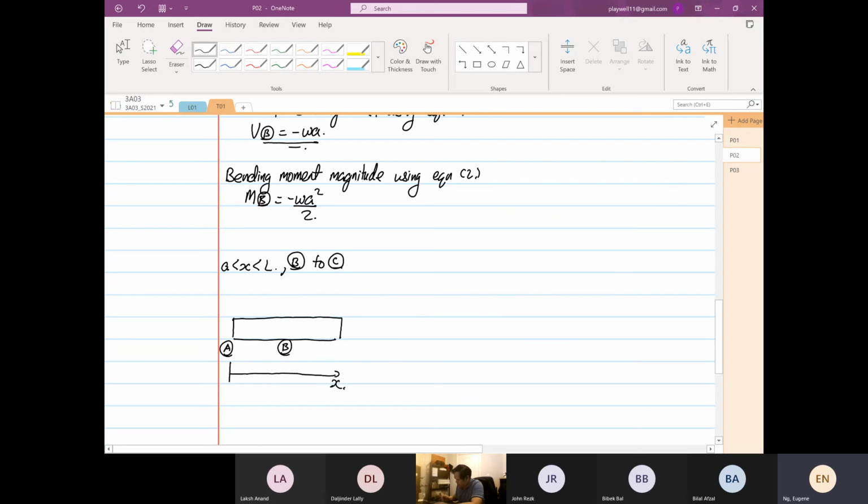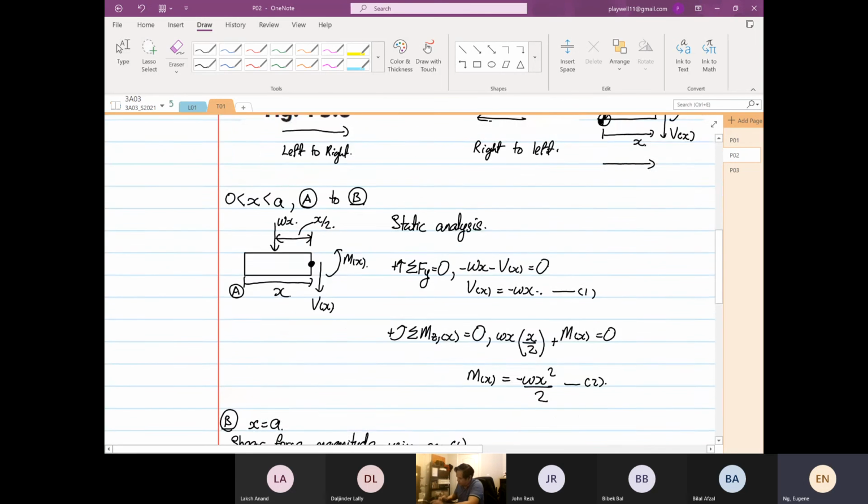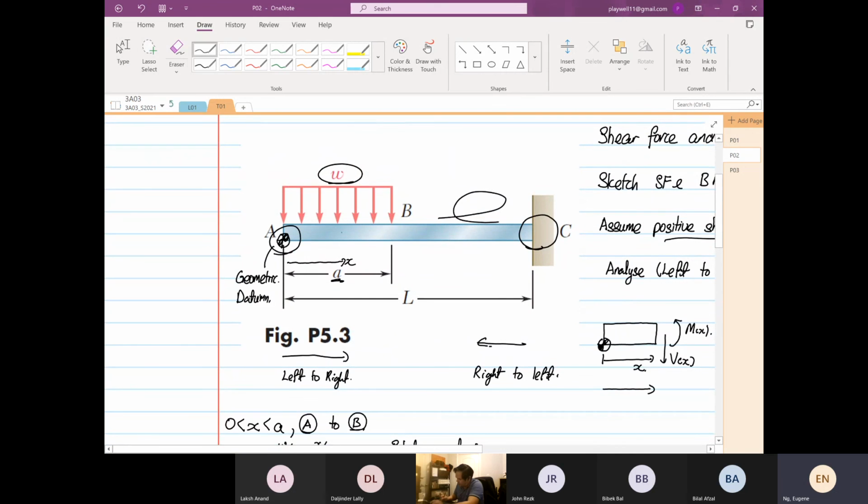Now between A to B, the evenly distributed load is not going to change anymore. It's going to be a constant because this is between point B to point C. So this is equal to what? Omega A, because this is the even load multiplied by A.